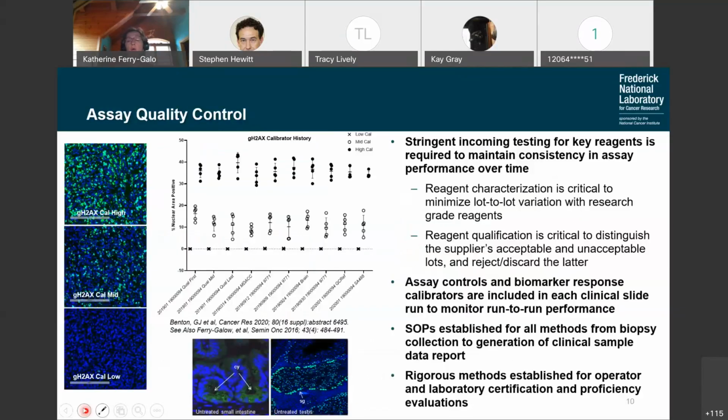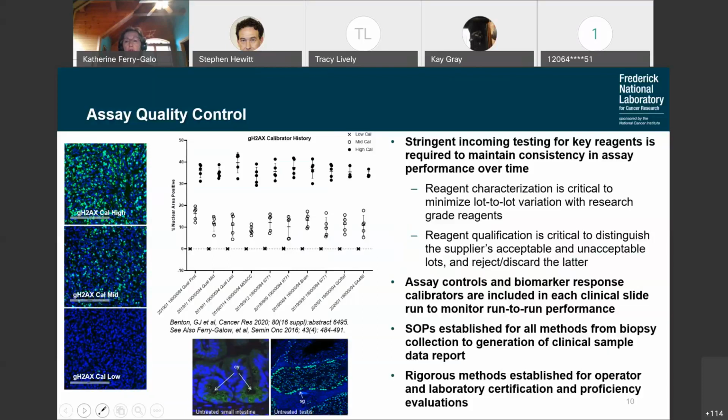Assay quality control. This is something that is very important. Tracy mentioned CLIA-like, and we have a lot of metrics in place to not only develop a robust fit-for-purpose assay, but also to maintain quality of those assays through the sometimes very long accrual time and utilization of the assay to support a clinical trial. Stringent incoming testing for reagents is absolutely essential, and it will bury you very quickly if you don't have qualified reagents for your assay.